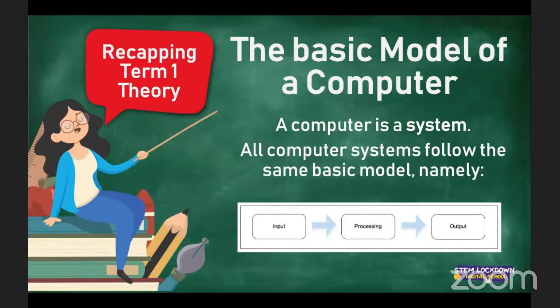The fact is that most aspects of modern life work as systems. If you train yourself to understand what is fed into the system, so the input, what processing is done, and what output is delivered in all these systems, you will start to see that the world around us works this way. This type of model is called the input, processing, and output model.